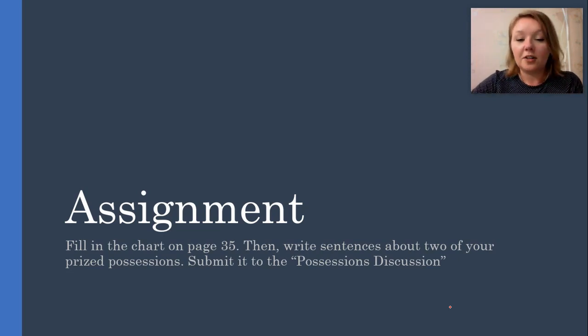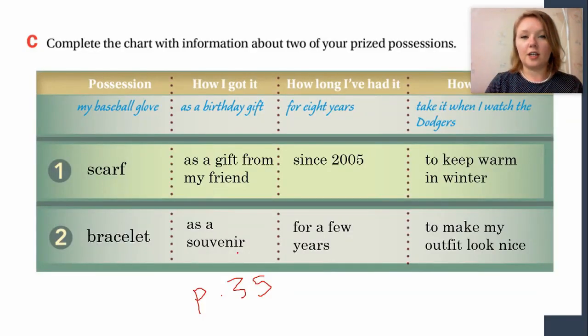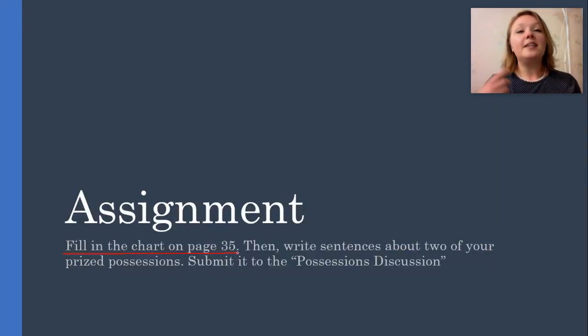All right. So we're at the end of our lesson. Now that you have learned how to talk about these things, please go ahead and fill in that chart on page 35, right? This chart here. Then write sentences about 2 of your prized possessions. So explain where you got it, how long you've had it, and how you use it. So talk about 2 of your prized possessions, just short, and submit it to the possessions discussion.